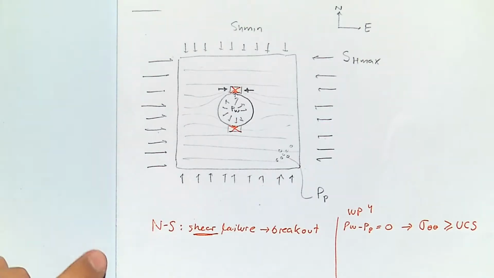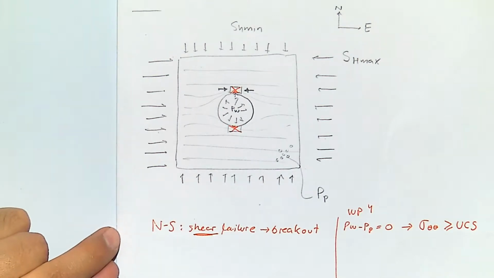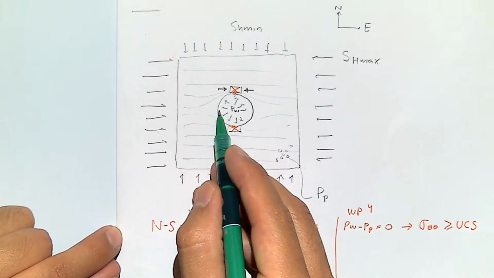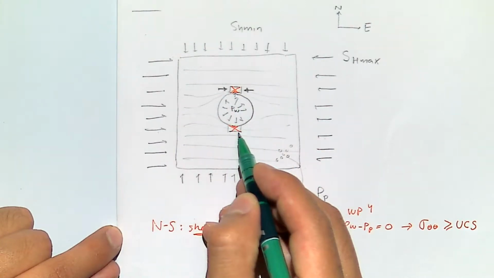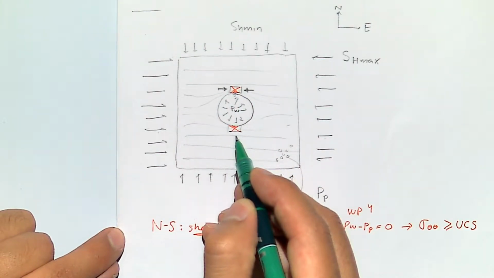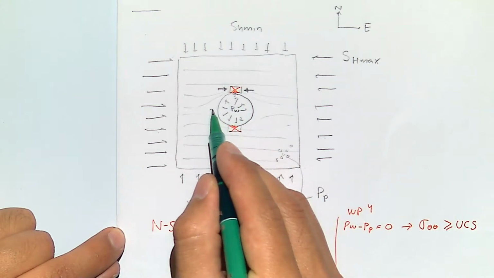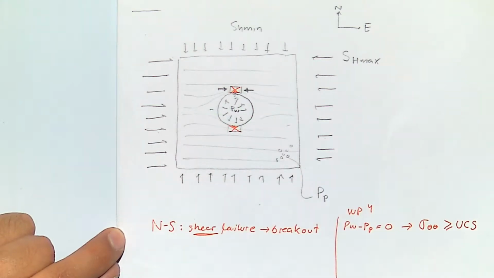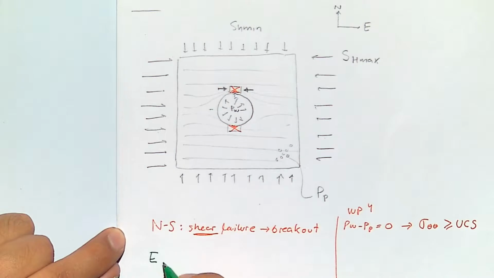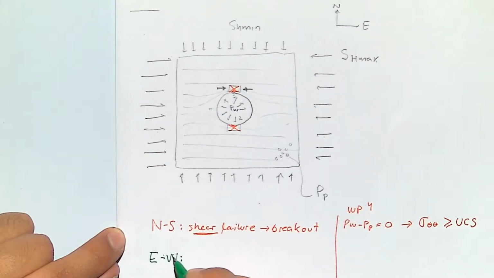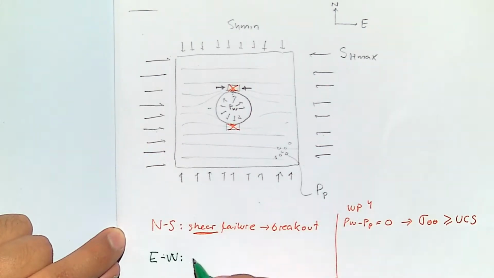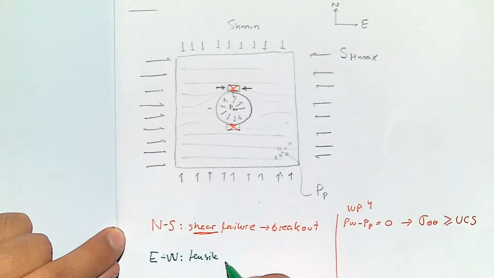Where are you going to have the lowest hoop stress around the wellbore? East-west, right? If we had in north-south the highest compressive stress for the hoop stress, here you will have the lowest. So in east-west, we're going to have tensile failure.